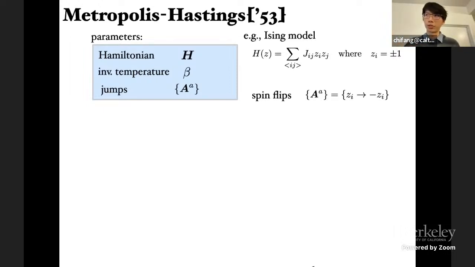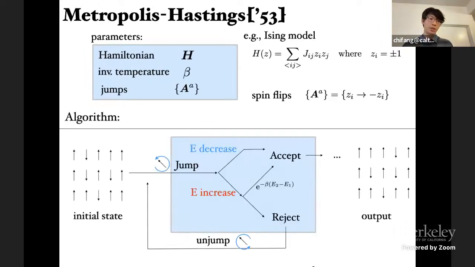And more fancy choices also work, but it's a very iconic example. So here's a schematic picture of the algorithm. You can start with some pretty generic initial state that you can efficiently prepare, and then you iterate the following Markov chain. You randomly flip one of these spins, that's your jump. And then you check whether the energy has decreased or increased.